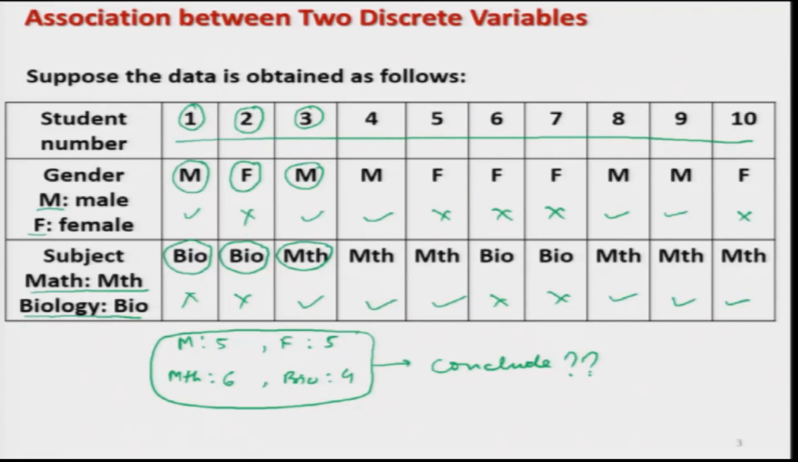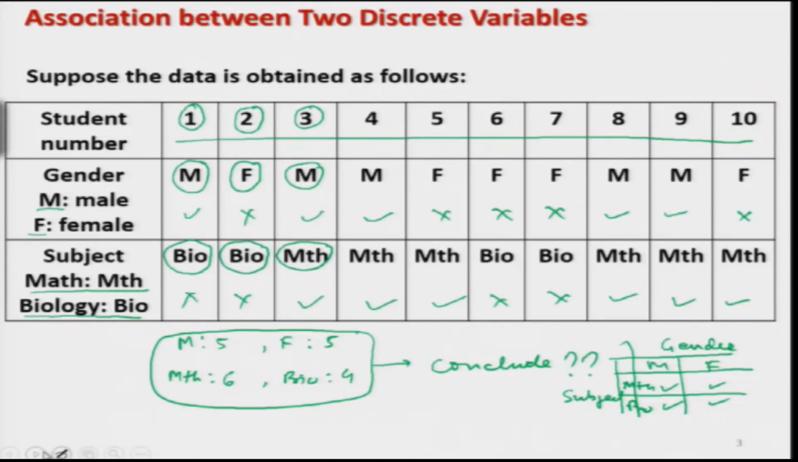So what we need to do here, we try to create a bivariate frequency table like this one, where on one side we will express the gender, and on the other side we will make the subject. Now there are 2 genders, male and female, and there are 2 subjects, say here mathematics and here biology, and then we try to count these numbers, that how many males are preferring maths and how many females are preferring maths, how many males are preferring biology and how many females are preferring biology.